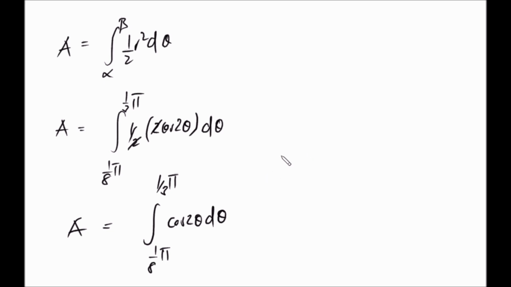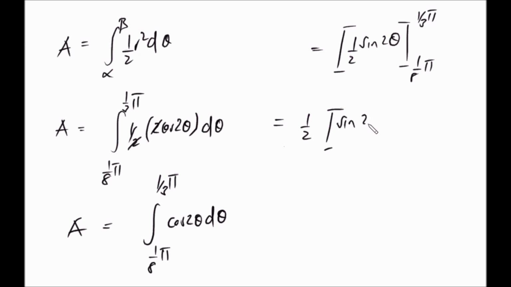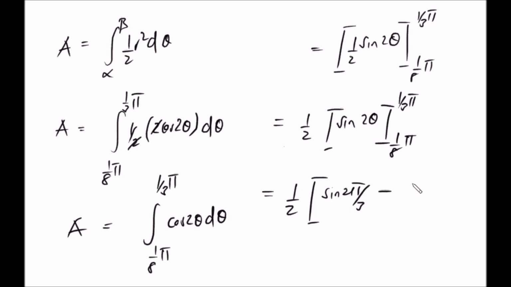Now when you integrate cos 2 theta, what do you get? You get 1/2 sin 2 theta, from 1/8 pi to 1/3 pi. So it will be equal to 1/2. So I integrate that sin 2 theta from 1/8 pi to 1/3 pi. So it will be equal to 1/2. Let's insert the limits of integration: it will be sin 2 pi over 3 minus sin 2 times 1/8 pi, which is pi over 4. So this will be equal to half.